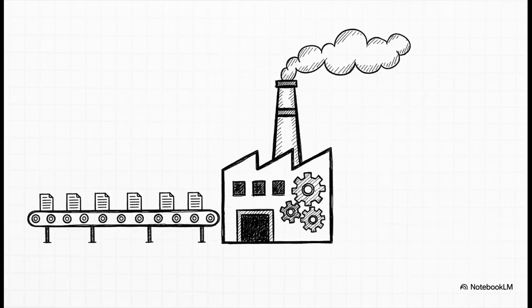Well, the short answer is it doesn't. It doesn't just magically learn it. Nope. You have to build a system that can feed it the right information at exactly the right time. And honestly, the best way to think about this system is to imagine it as a knowledge factory. So today, that's what we're going to do. We're going to take a tour of that factory floor.